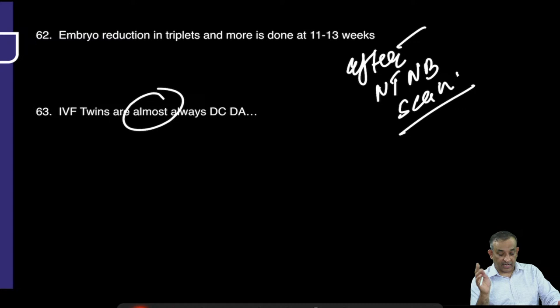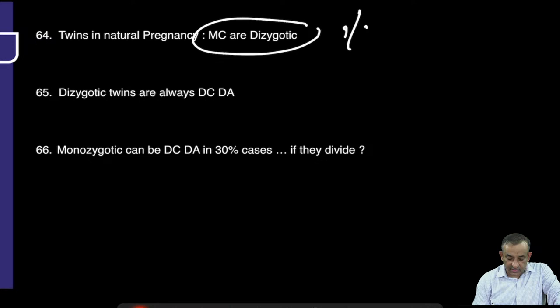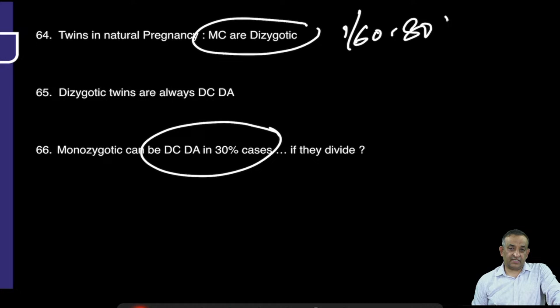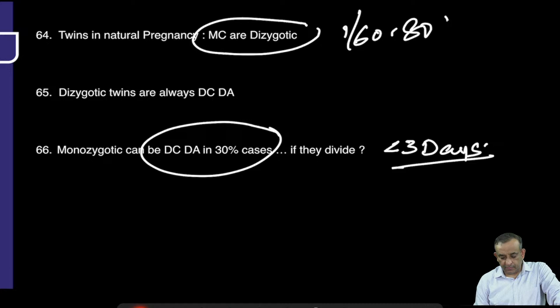So some more information. Twins in natural pregnancy, most common are dizygotic, 1 in 60 to 1 in 80 pregnancies. Dizygotic twins are always dichorionic, diamniotic, 100%. Monozygotic can be dichorionic, diamniotic in 30% of cases. So monozygotic can be dichorionic, diamniotic if they split before how many days? If they split before or at 3 days of life, then they can be dichorionic, diamniotic, even in a monozygotic pregnancy. So what is important? Zygosity is important or chorionicity is important?